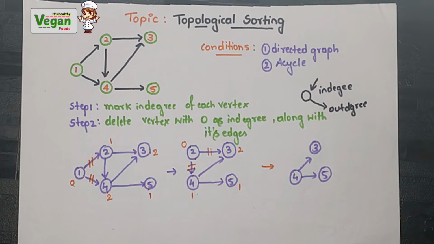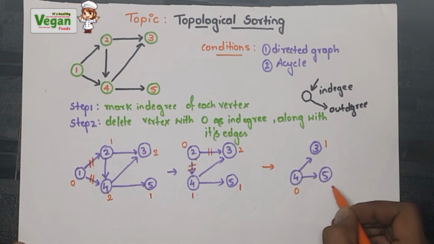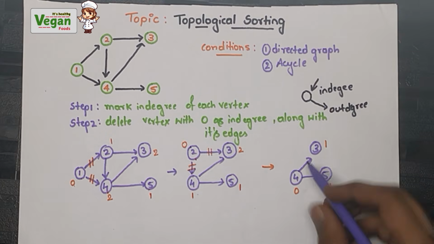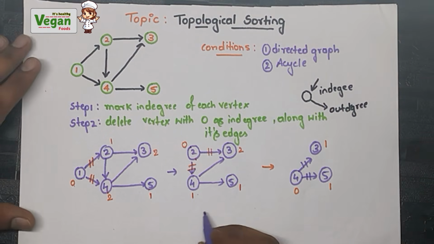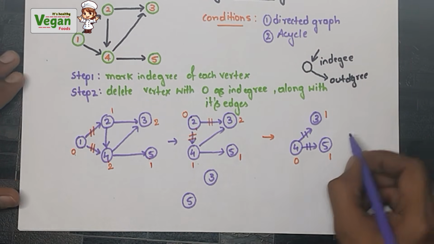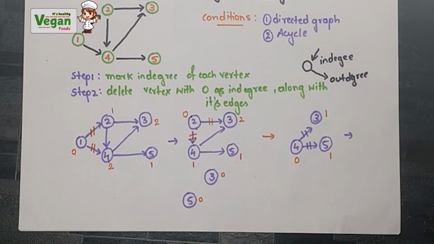We must delete the vertex with its edges also. Now again mark the in degree. The in degree of 3 is 1, of 4 is 0, and of 5 is 1. Therefore I will delete vertex number 4 along with its 2 edges. So only 3 and 5 are left. Now mark the in degree of both. The in degree of 3 is 0 and of 5 is 0, because there is no direct connection between 3 and 5. Therefore you can delete either 3 or 5. I will delete 3.